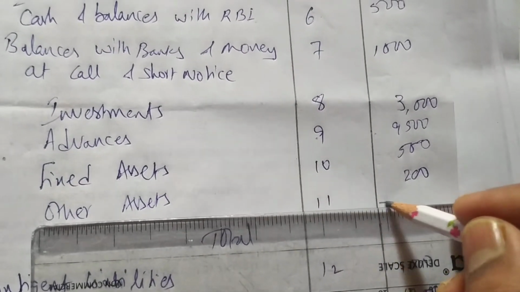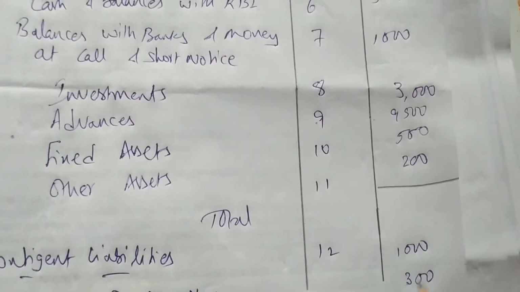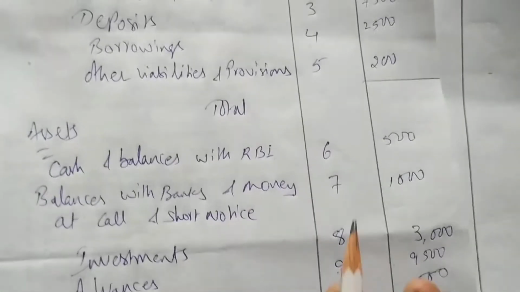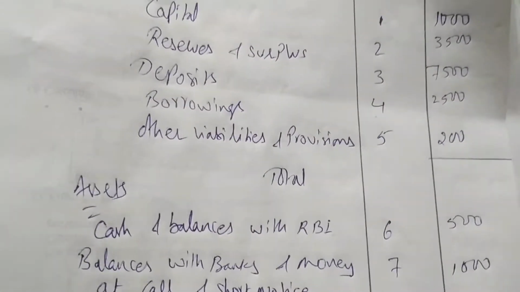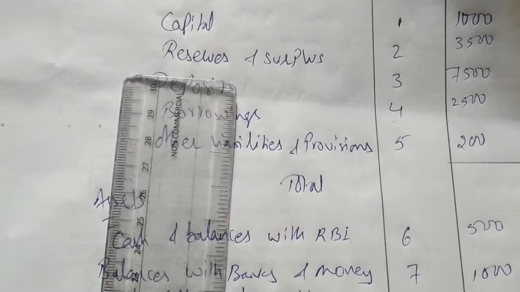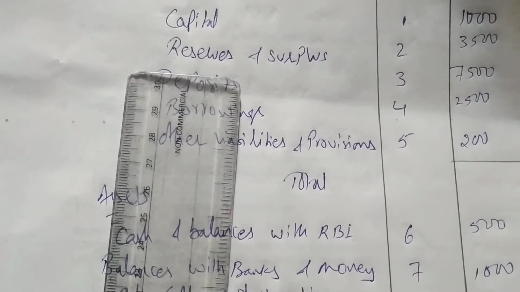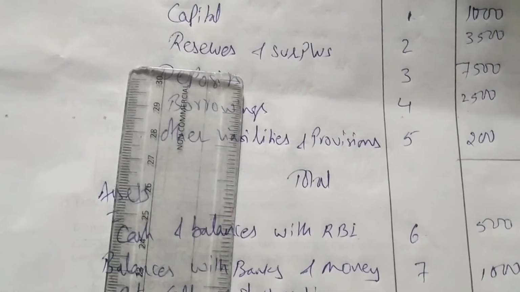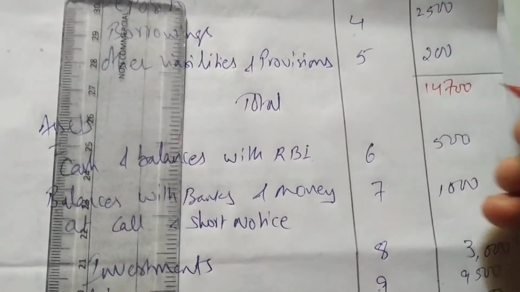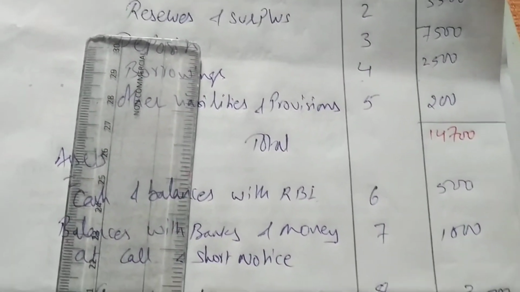And do remember, do not include this contingent liability and bills for collection with this total. Okay, so we'll do the total of liabilities now. 1,000 plus 3,500, 7,500, 2,500, 200. So 14,700 is the total of liabilities and capital.